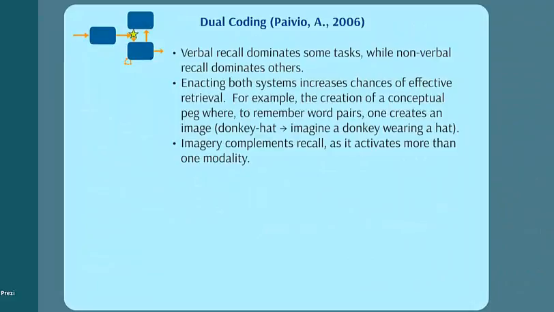For retrieval in the dual coding model, verbal recall dominates some tasks while nonverbal recall dominates others. Enacting both systems increases the chances of effective retrieval. For example, in the creation of a conceptual peg, to remember word pairs, one creates an image: donkey, hat, imagine a donkey wearing a hat. Imagery complements recall as it activates more than one modality.